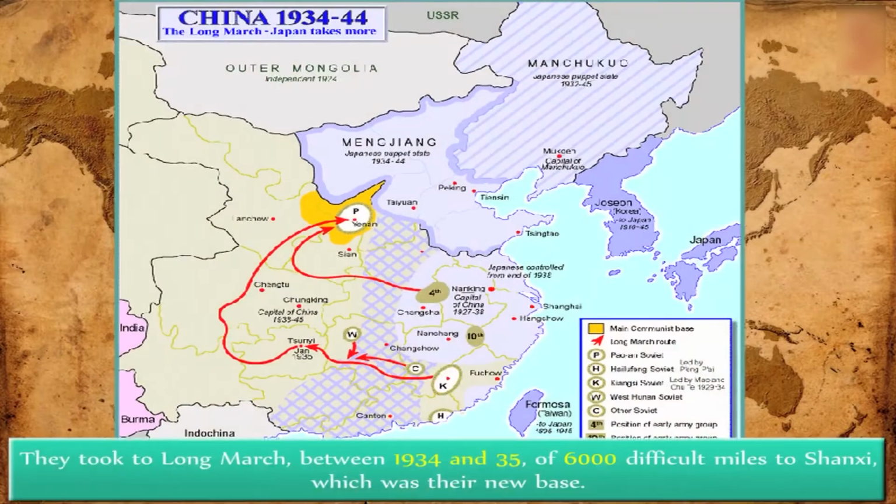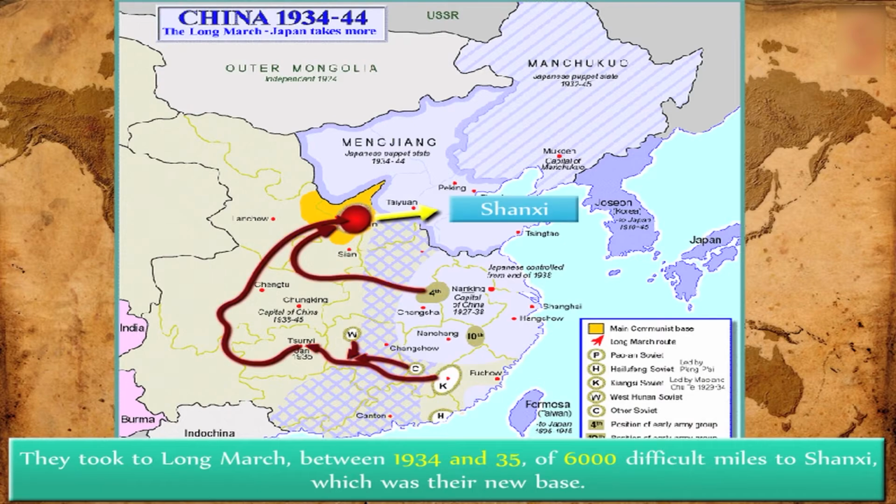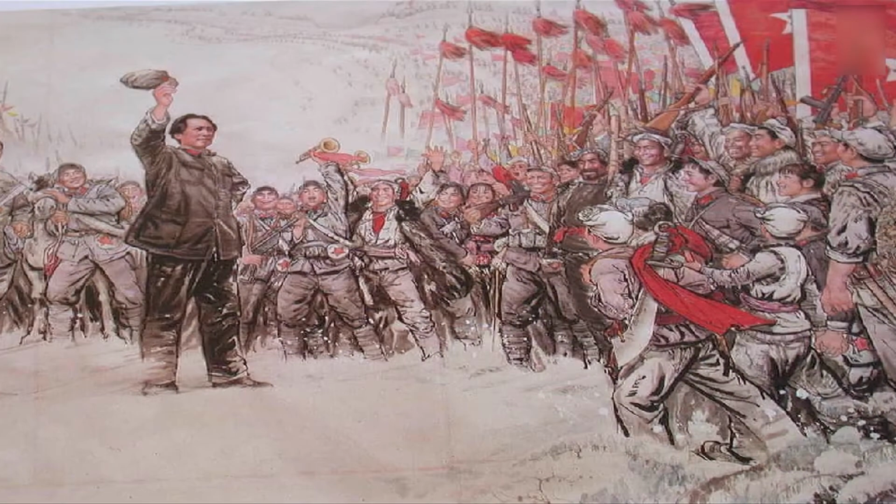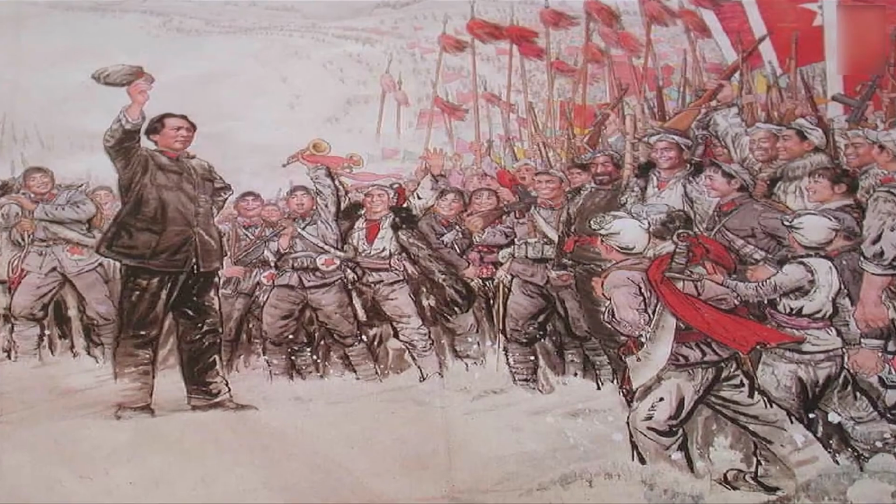Students, the blockade of the Kuomintang of the Soviet of the Communists forced the party to go for another base. As a result, they took the long march between 1934 and 35 of 6,000 difficult miles to Shaanxi, which was their new base. In the new base in Yanan, they developed a program to end warlordism, carry out land reforms and fight against foreign imperialism, which earned them a strong social base.